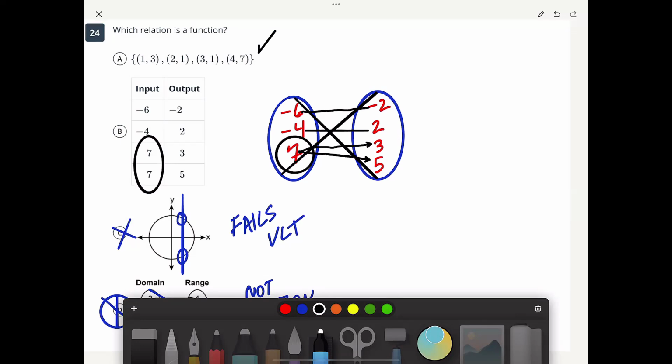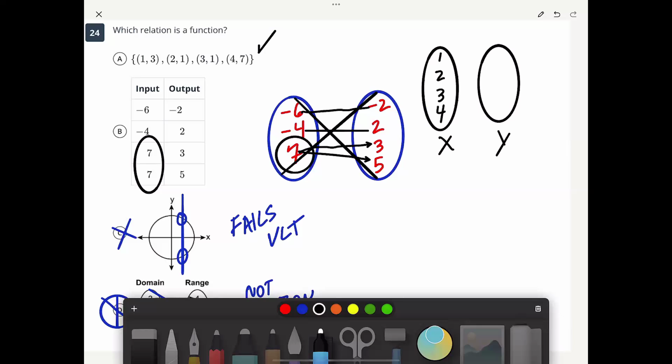If you wanted to do a mapping diagram, we can do one real quick. I think these are good practice. So they put the x values, which would be 1, 2, 3, 4. And the fact that all of the x values only show up once is very positive. So the outputs are going to be 3, 1, 1, and then 7.